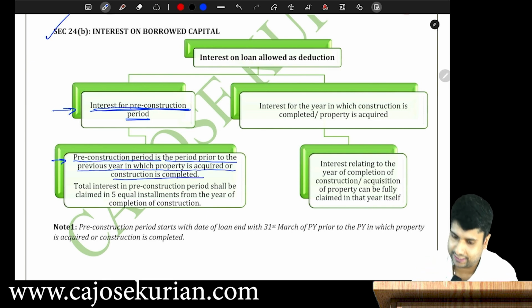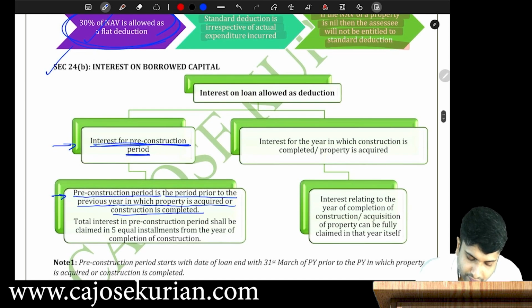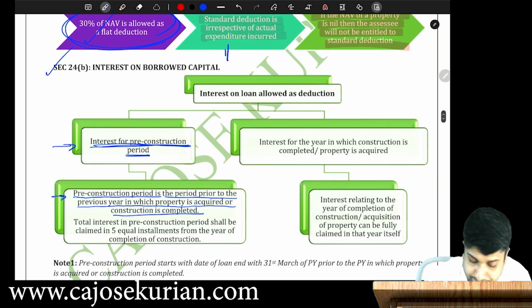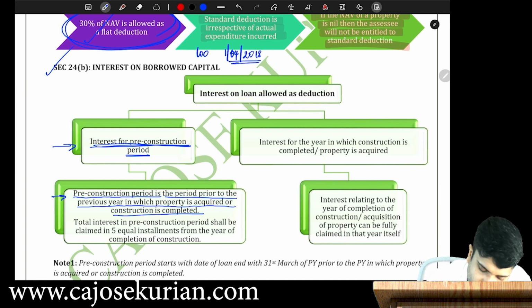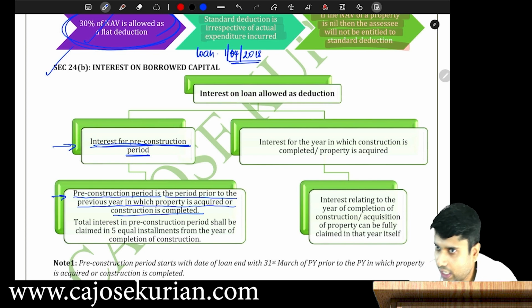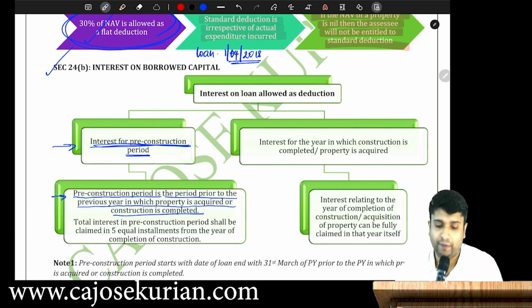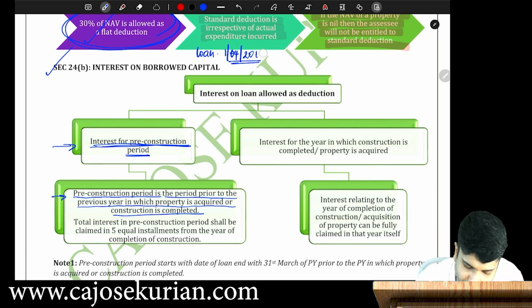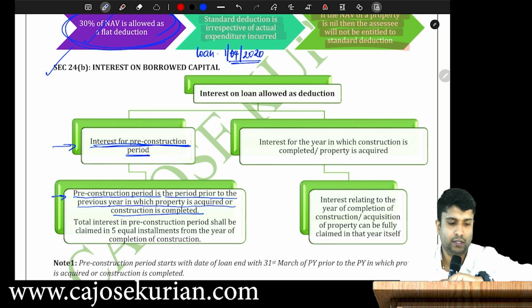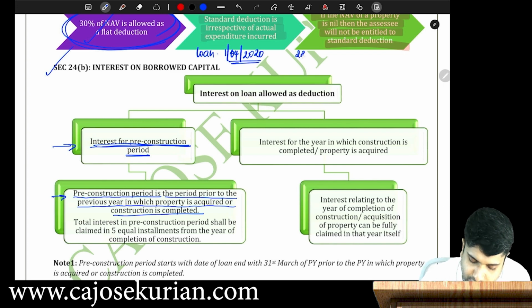That simply means, listen, imagine a situation where I took a loan on 1st April 2018. Or we will make it 2020, okay? We'll make it 2020. Now, that construction got completed today. What is today's date? Today is 23rd July 2024. Today the construction got completed.